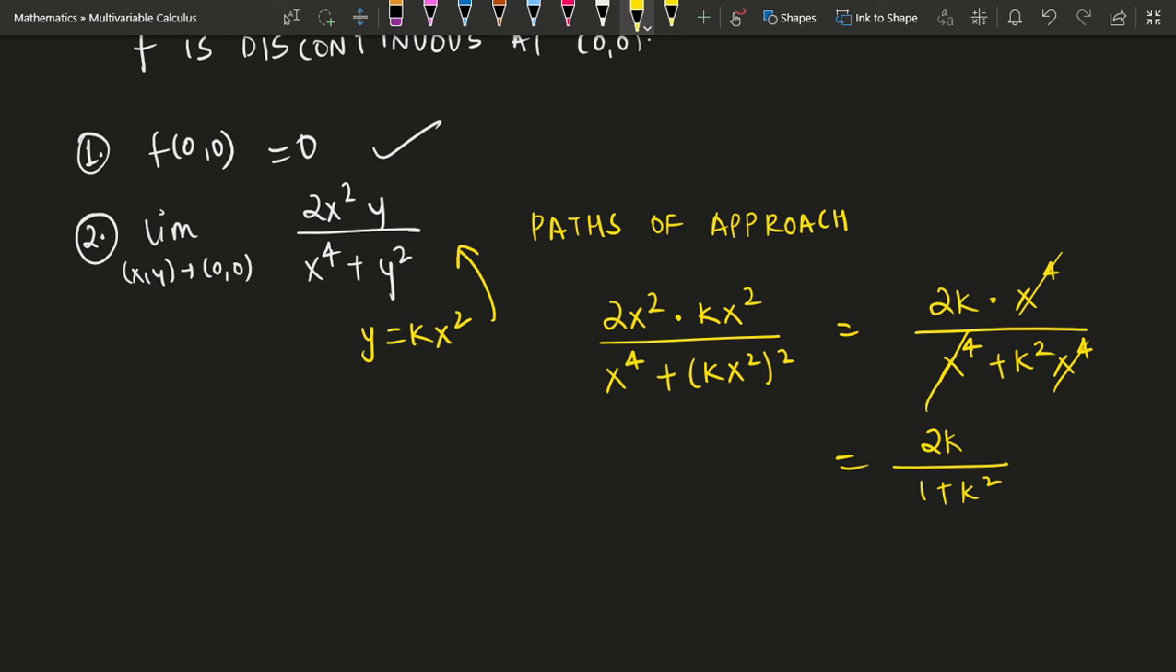So depending on different paths of approach, if you take k equal to 1, you get the limit to be 1. If you take k equal to -1, you get the limit to be -1. If the path of approach changes the value of the limit, the limit just doesn't exist. So since this doesn't exist, you don't need to check for the third case. You have already proven that the function is discontinuous.